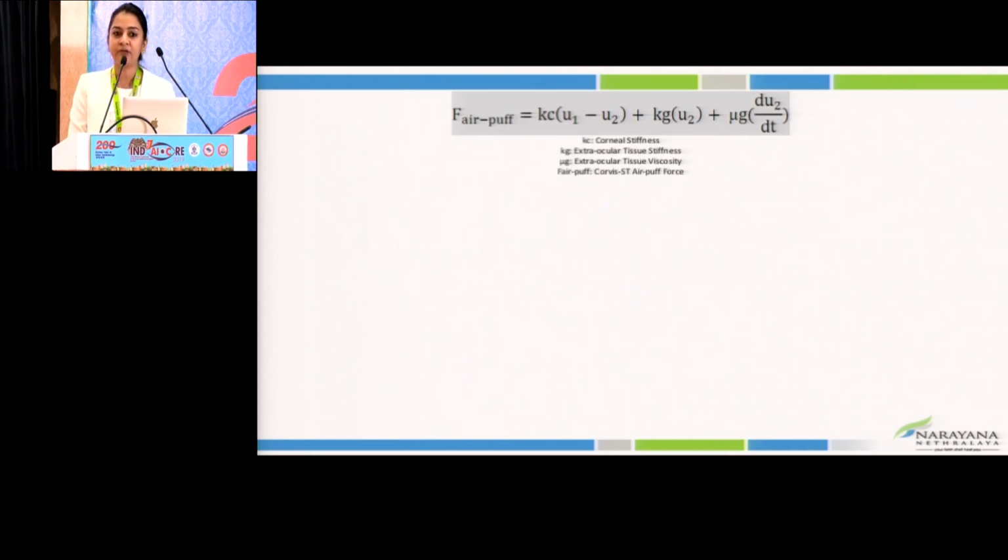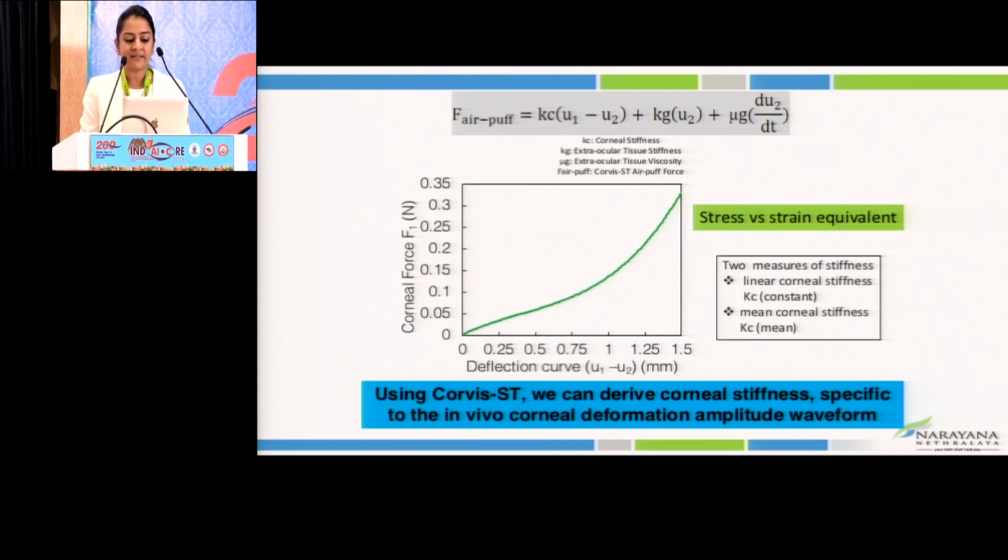This analytical equation lets us calculate the force applied individually on the cornea and the extracorneal tissues respectively. This graph of force versus deflection curve is equivalent to stress versus strain graph. So using Corvis ST, we can derive the corneal stiffness.